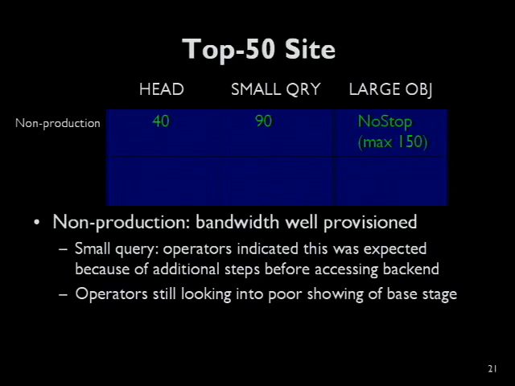So what we see is, these numbers here basically indicate the number of clients that we scheduled at which the median response time reported by the measurers saw a 250 millisecond degradation. Okay? So for the non-production version, when we made about 40 head requests, there was a 250 millisecond degradation in the median response time. For the large object case, nothing happened.